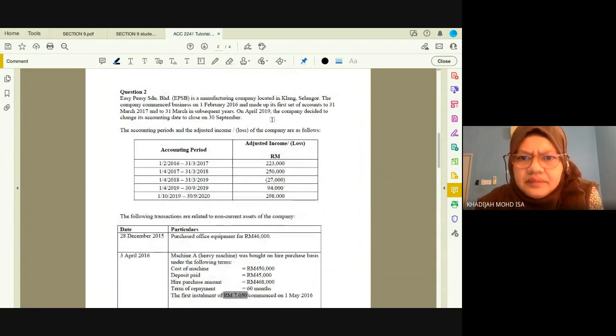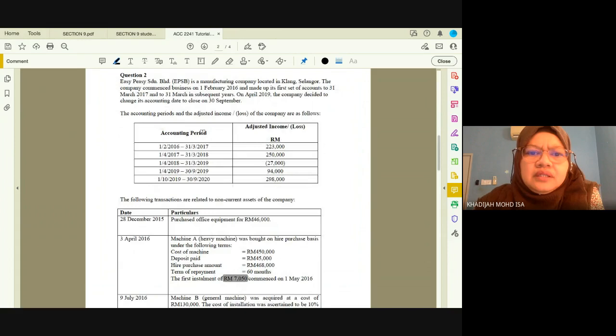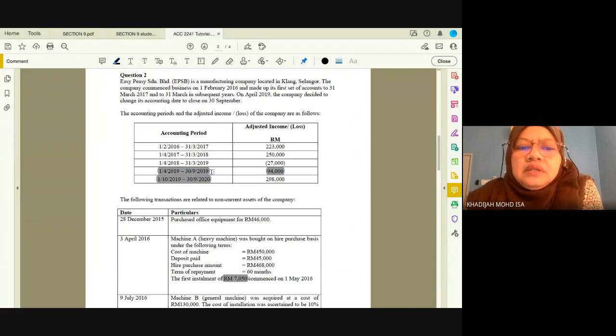This one also has a change of accounting year end. So you have to check the year end here, this period, right? You have to check what would be the basis period for that respective year of assessment.